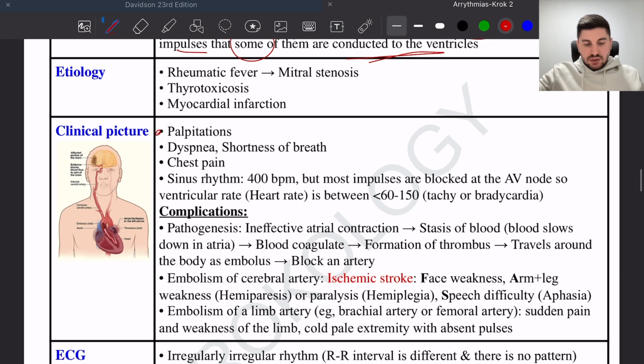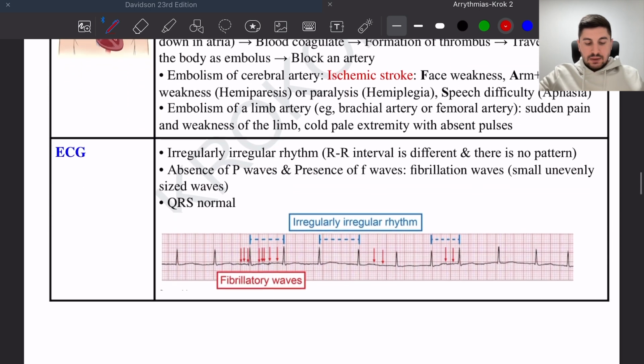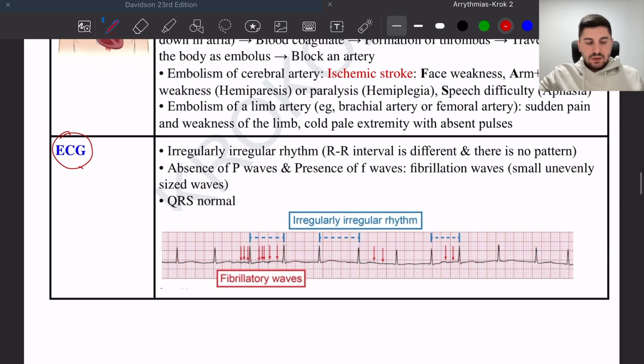The clinical picture, as we say, palpitations, dyspnea, chest pain. So general symptoms. The ECG will show you the type of arrhythmia. The atrial rate is 400 beats per minute. So the rhythm at the atria is about 300, 400, very high, but impulses are blocked at the AV node. So ventricular rate is between 60 to 150, depending on how much the atrioventricular node is blocking. Let's go to the ECG and come back to the complications.